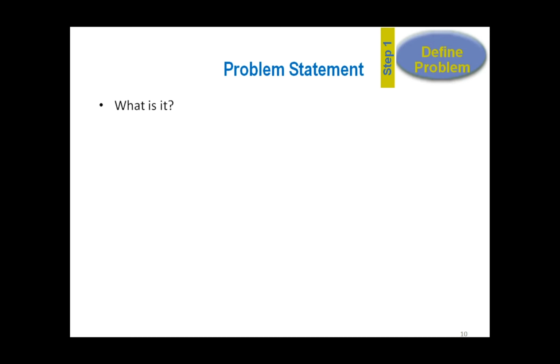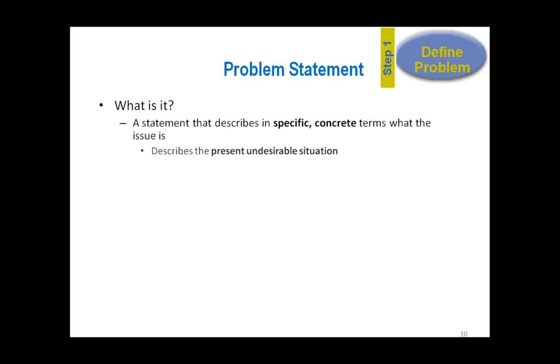So when we talk about a problem statement, essentially it is a statement that describes in specific, concrete terms what the issue is. Now, many times we might say that we are encountering defects in the assembly area. I'm just picking a random example from a manufacturing organization. Now, that's a very vague problem statement. It has to be specific. We'll see how we can make that specific.